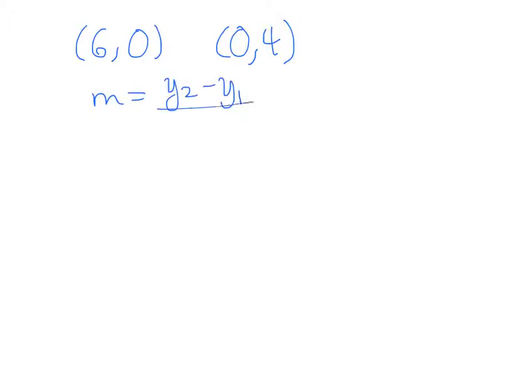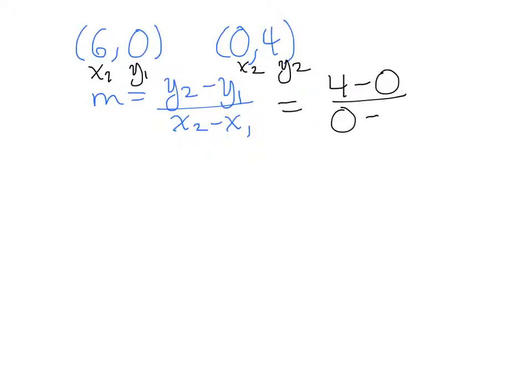Okay, in this example, we'll start with the points 6, 0, and 0, 4. Okay, so first of all, we are going to find the slope. M is equal to y2 minus y1 over x2 minus x1. I'll call this x1, y1, and this will be x2, y2. Okay, so it'd be 4 minus 0 over 0 minus 6. So that's 4 over negative 6, which simplifies to negative 2/3.